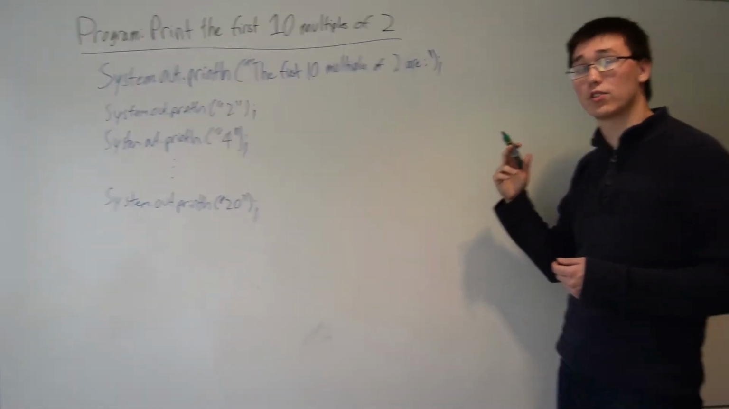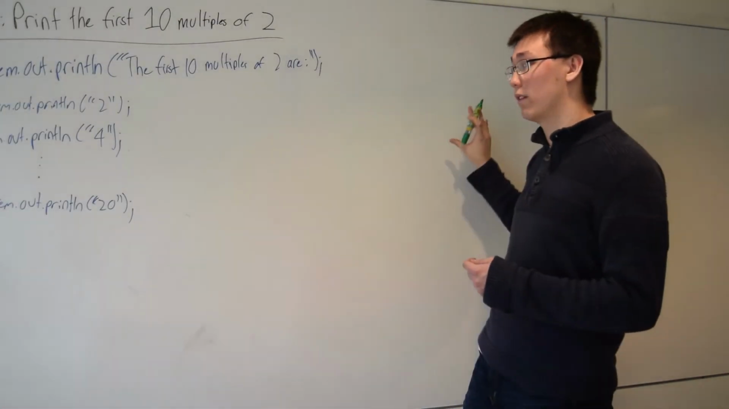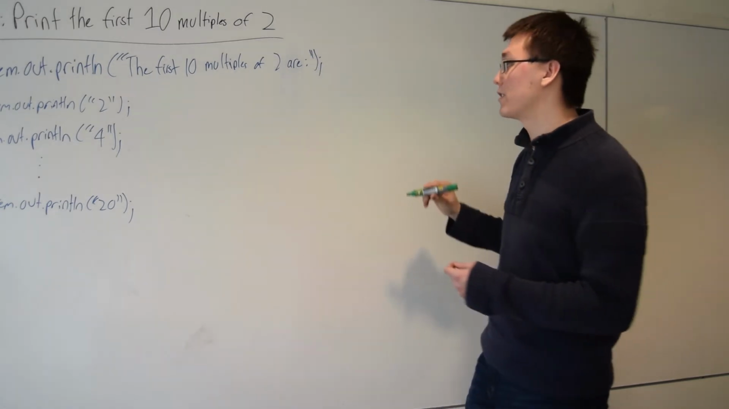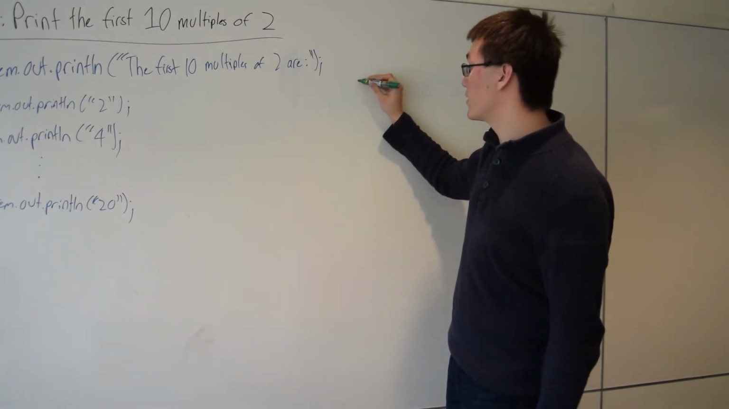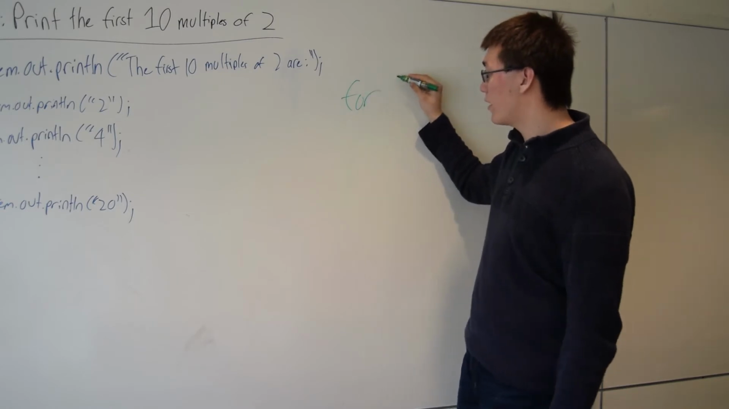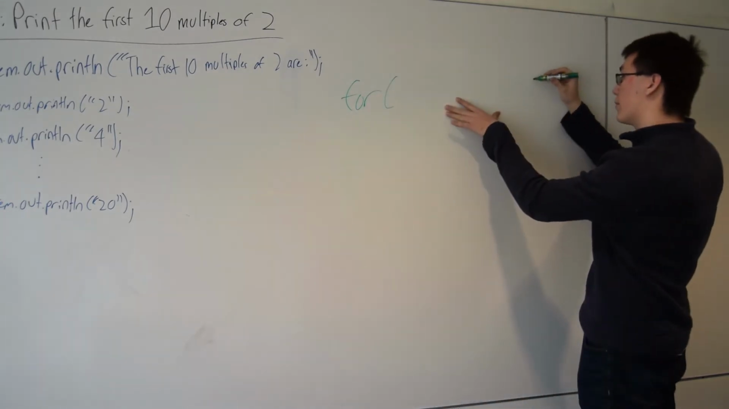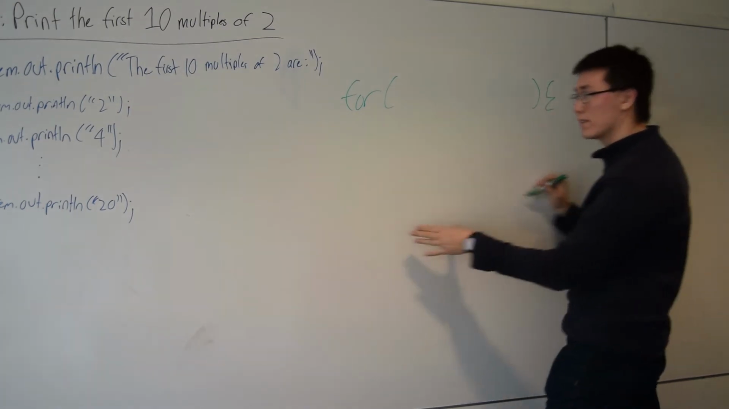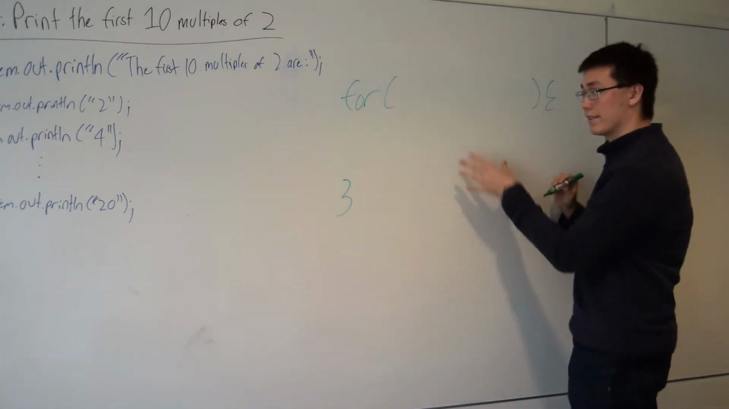So let's actually go through the structure of a for loop, and we're going to start with the structure and then implement it into our program to make it more efficient. So to start, we're going to want to say for. We're going to want to open a parenthesis, close a parenthesis. We're going to come back and fill this in a second. And we want to open a curly brace and close the curly brace.